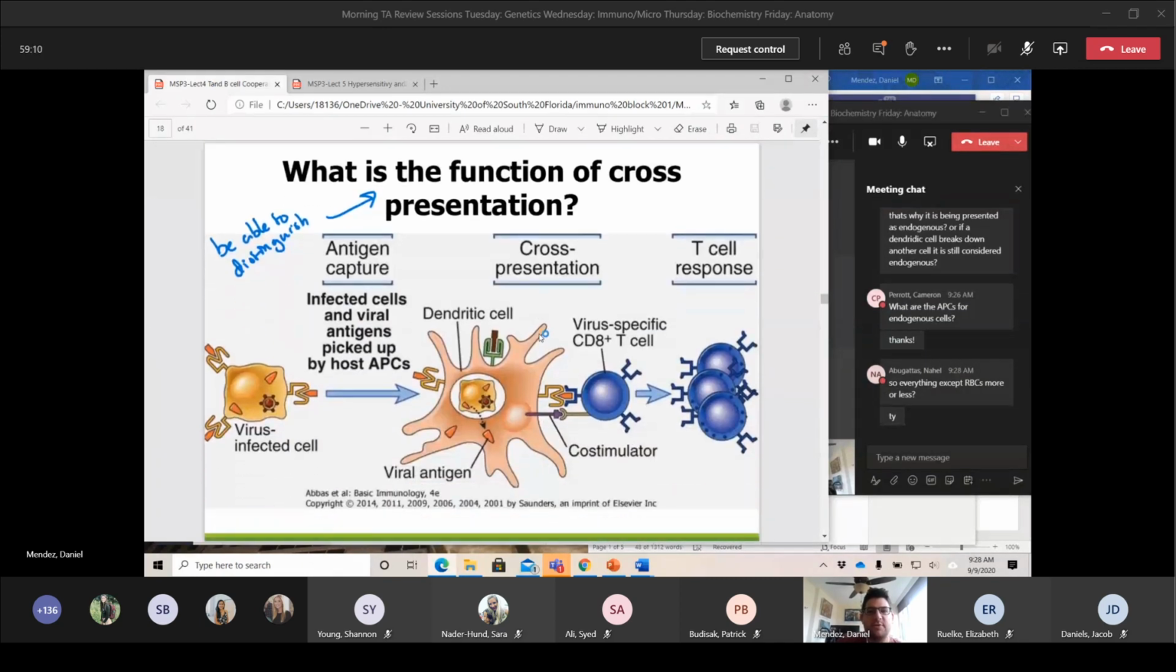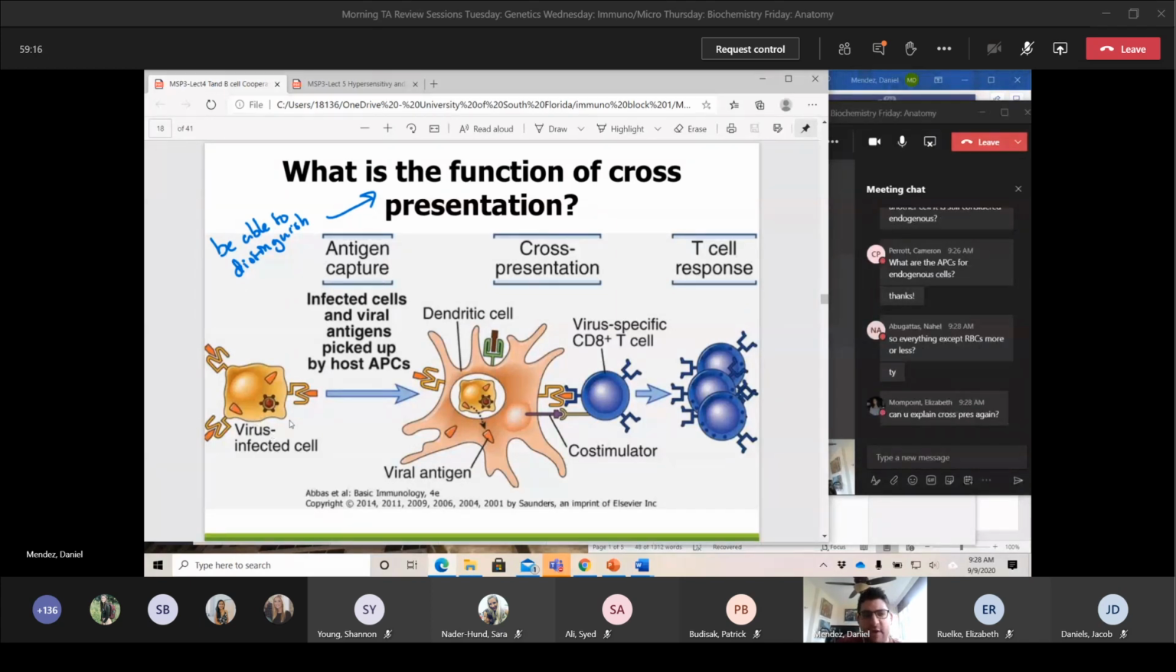All right. So our function of cross-presentation, like we said: if we have a virally infected cell, the antigen from the virus comes out. Once that antigen or peptide comes out of the virus-infected cell, it's no longer in the cell. If it's just out and floating around, then a dendritic cell will pick it up. Once it picks it up, it will process it and realize, wow, this is virus. This is something that we need CD8 cells for. And then it will take that and present it to a CD8 cell.